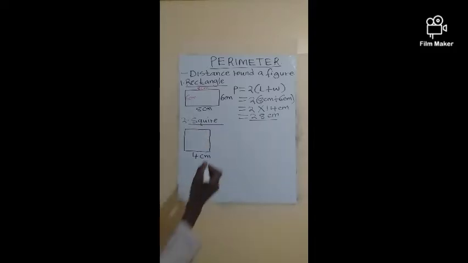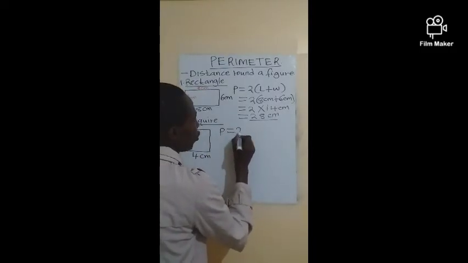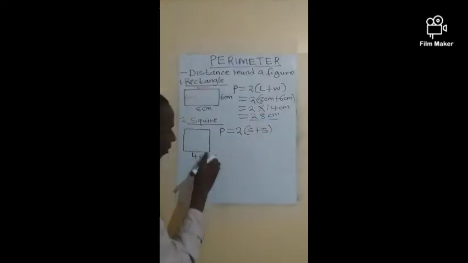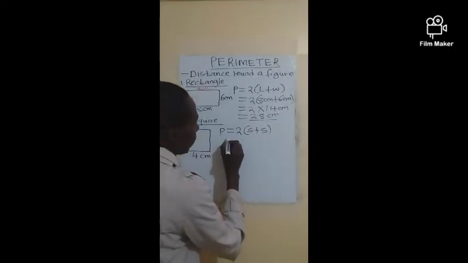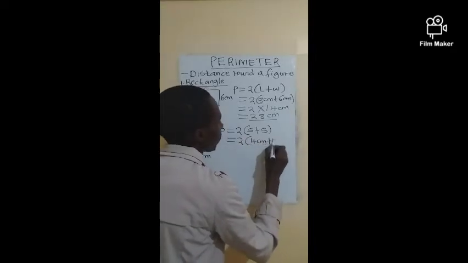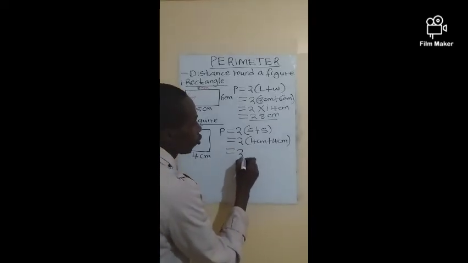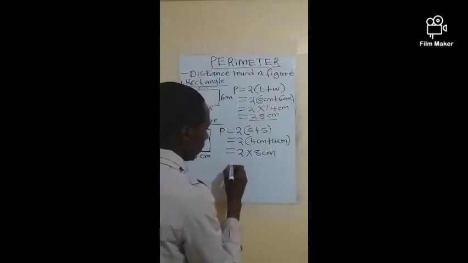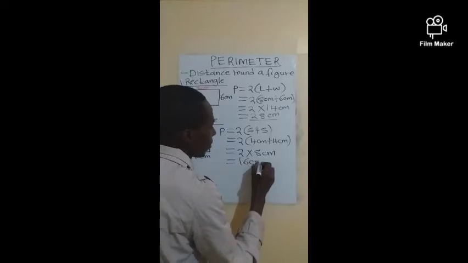But now we are going to use the formula, which is perimeter is 2 into side plus side. We use side because here we don't have length or width because the sides are equal. This is going to be 2 into 4 centimeters plus 4 centimeters. 2 times 4 plus 4 is 8 centimeters. And this is going to give us 2 times 8, which is 16 centimeters.